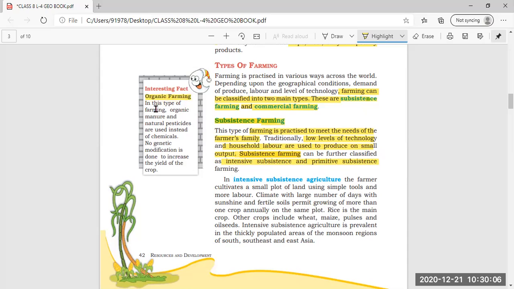Now, what is organic farming? Organic farming is farming where organic manure and natural pesticides are used instead of chemicals. So no chemical things are used. Only natural pesticides and natural fertilizers are used, plus no genetic modification is done to increase the yield of the crop. Yield means production. So no chemicals and no major changes are made to increase the production, just natural things are used.